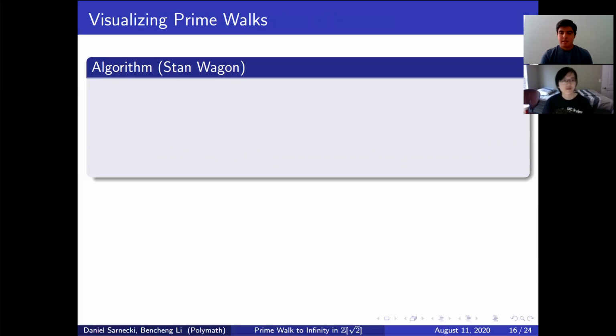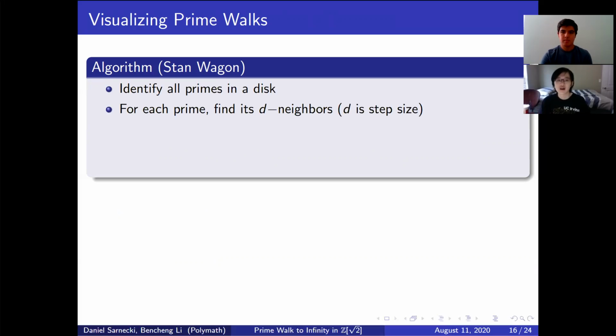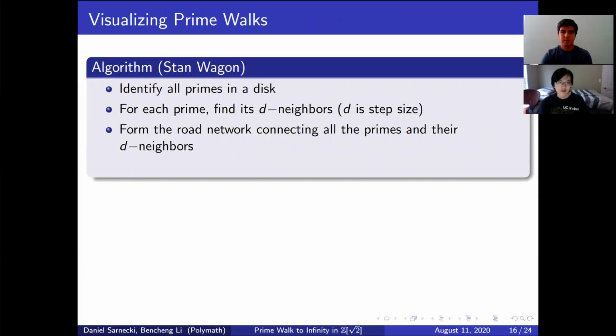Okay, next I will talk about our algorithm to visualize prime walks. It's from Stan Wagon's book, Computation Number Theory, and there are 4 steps altogether. The first one is to identify all primes in a disk, and then we try to find all the neighbors for each prime. Next we will form the network connecting all the primes and their neighbors. And finally, we find the connected component of root 2, which is just our starting point of a prime walk.